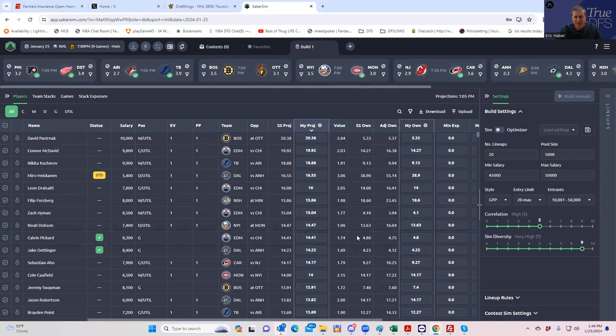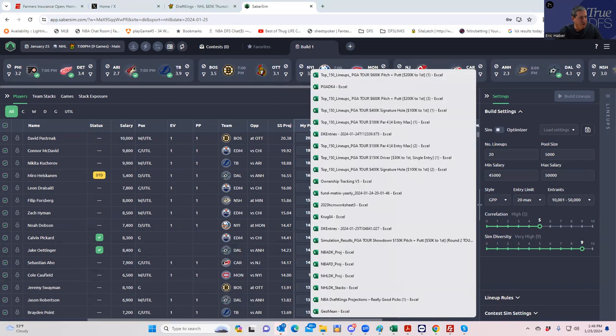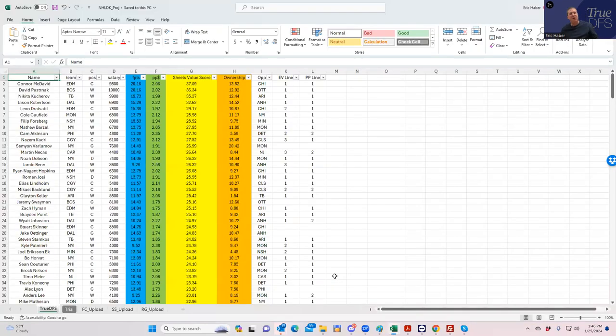All right. So again, sometimes I go straight to the projection sheets. Sometimes I go to the stacks. Okay. But let's take a look at the players first. Now, again, these are the sheets that are available on TrueDFS for premium members. And these are being rated in this way. Okay. You can filter them whichever way you want, but this column, sheets value score, is a good combination of both points per dollar and just raw points. And that's how I rank them.